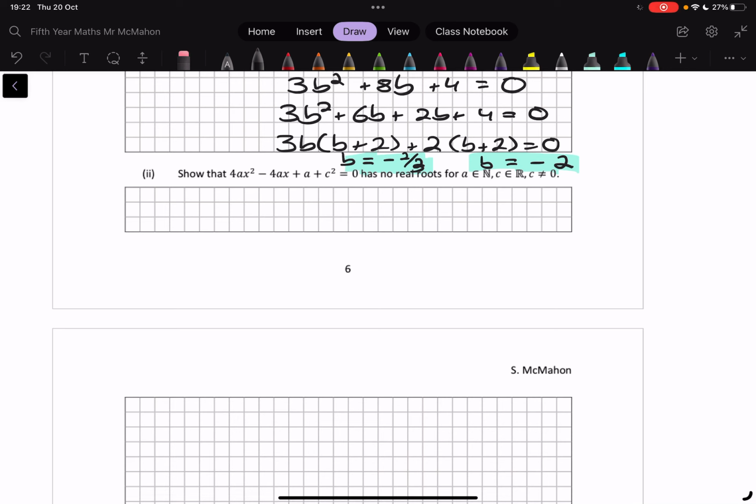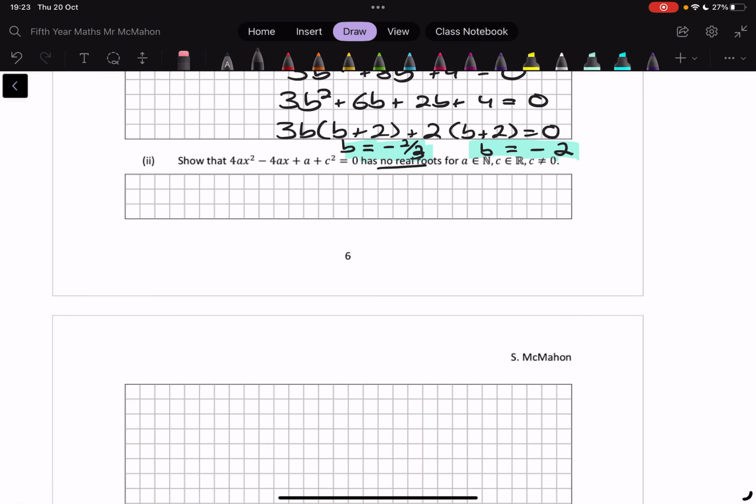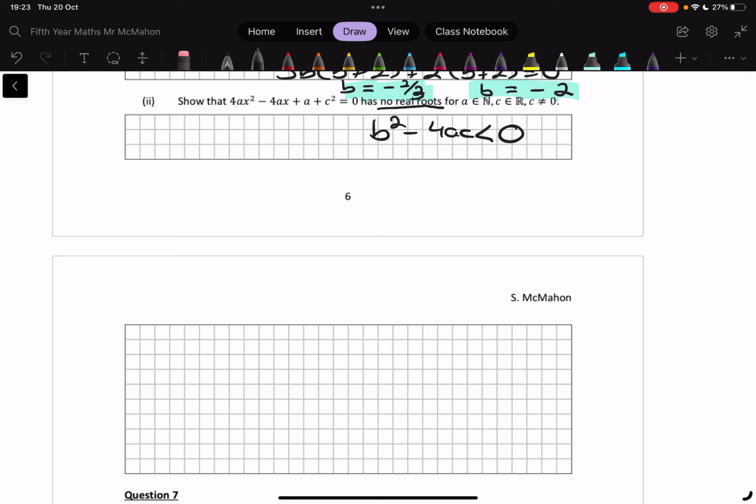The next part says to show that 4ax² - 4ax + a + c² = 0 has no real roots for a an element of N, c an element of R, and c not equal to 0. Okay, no real roots. No real roots means that our discriminant should be less than 0. So we can give it a go and see what we get. So b is -4a.